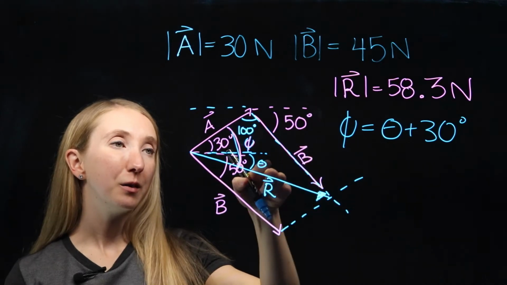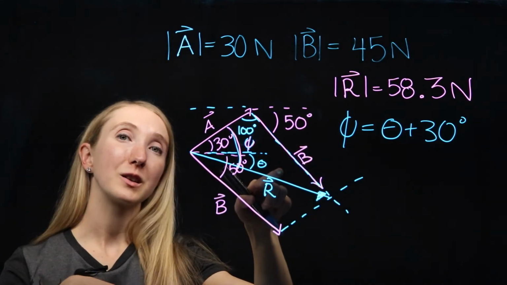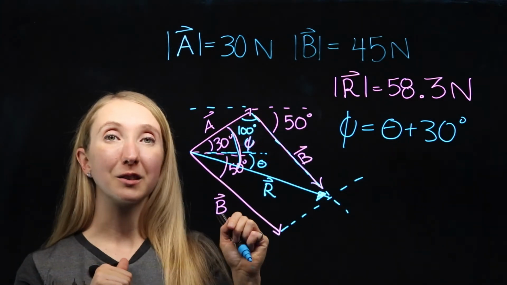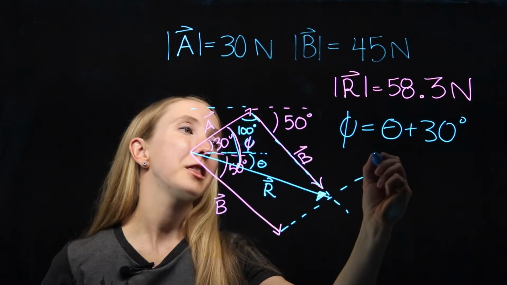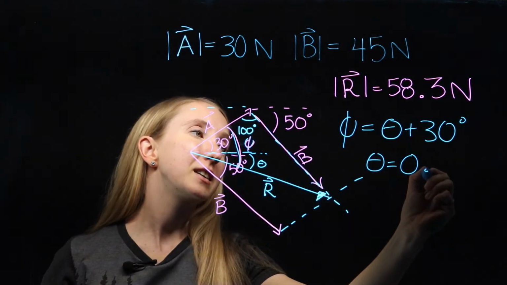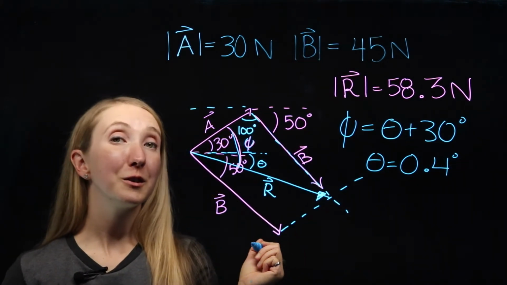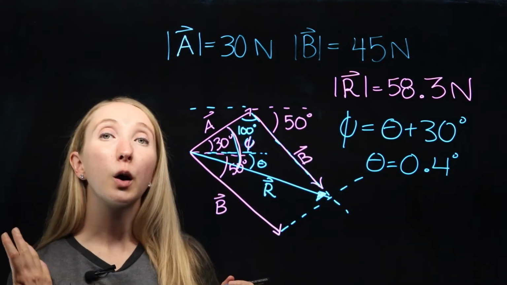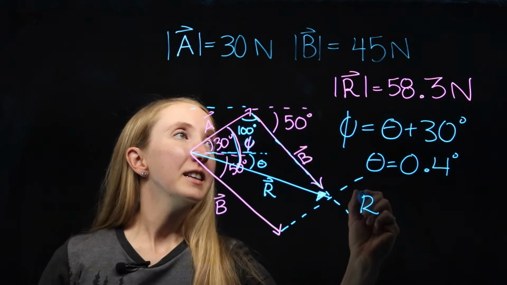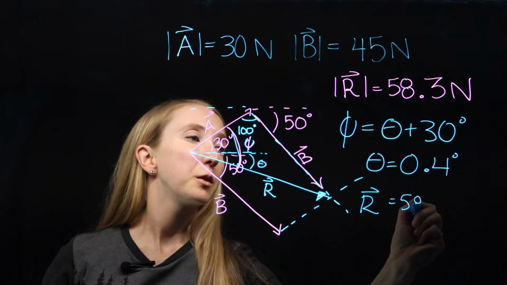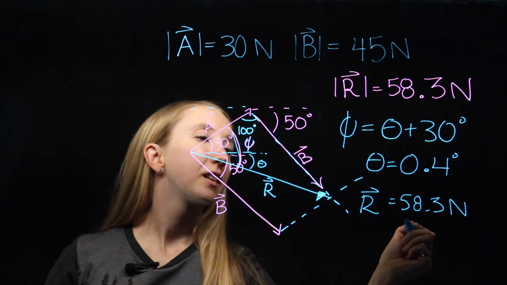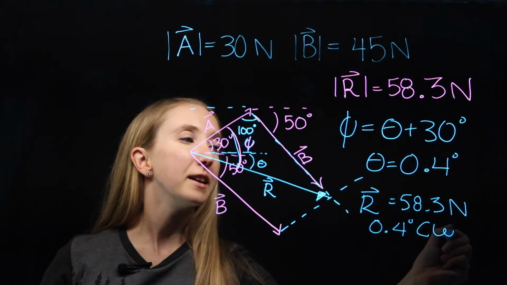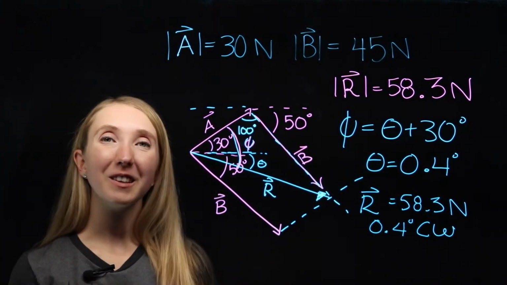Phi is made up of theta, which is the angle below the horizontal, and 30 degrees, which is the angle in our triangle above the horizontal. So we can solve for theta, and we get that theta is equal to 0.4 degrees down from the horizontal. That means that we can say our resultant, R, is equal to 58.3 newtons, oriented 0.4 degrees clockwise downward from the horizontal.